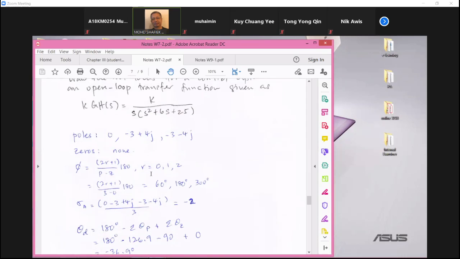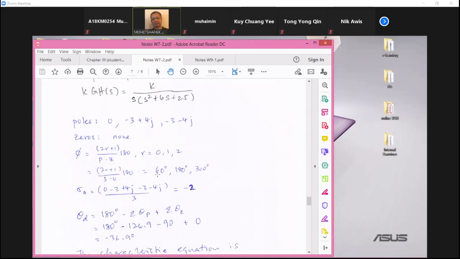So the number of asymptotes is going to be 3, which is number of poles minus number of zeros. So we need to find the asymptote angle. It's going to be 3. It's going to be symmetrical about the real axis. So these are the asymptote angles: 60 degrees, 180, and 300 degrees.